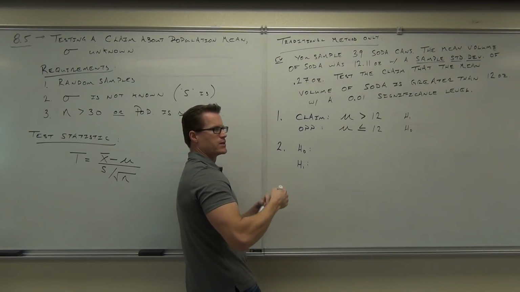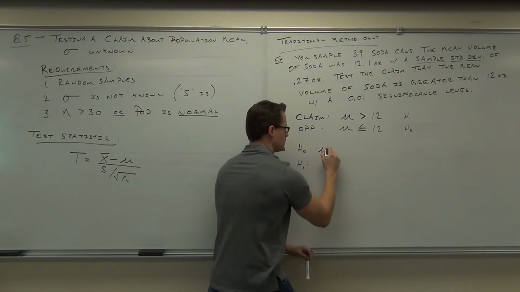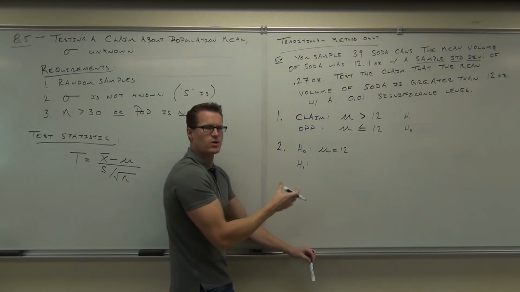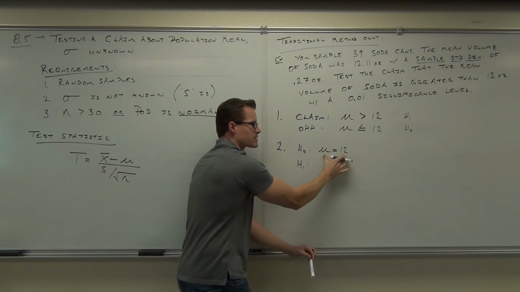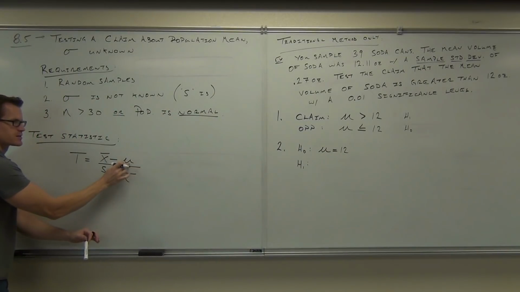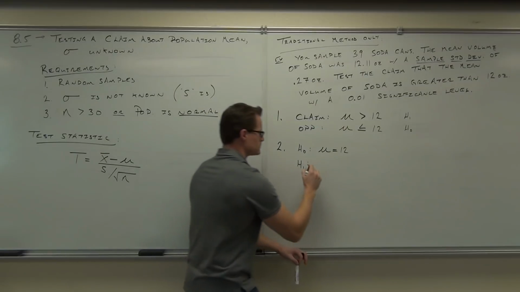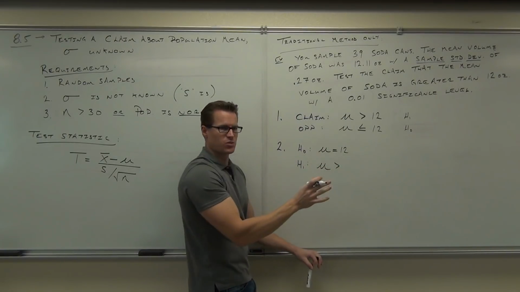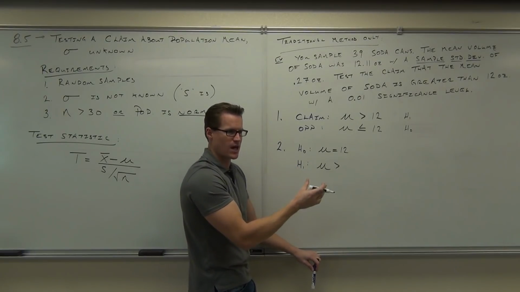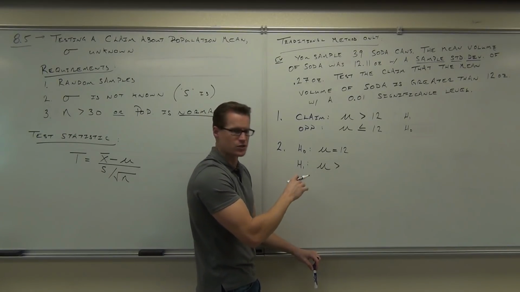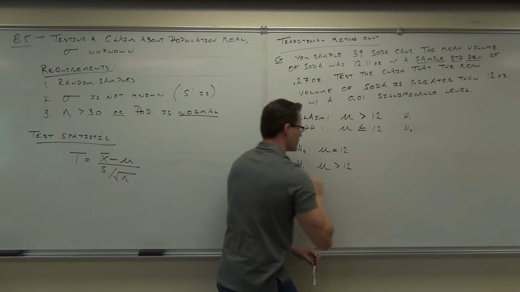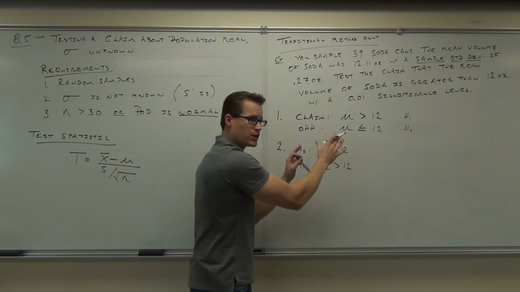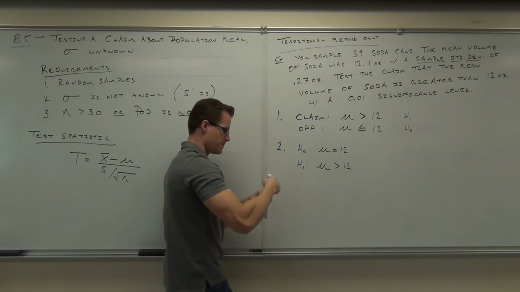H sub 0, tell me what I need to write. Mean equals 12. Good, we replace this with an equal sign because our h sub 0 has to have an equals. That's telling us what this is going to be. We never change h sub 1 though. That's telling us what type of test we have, either a left tail, right tail, or a two-tail test. You okay with that so far? So first one, not too hard, but really important step.